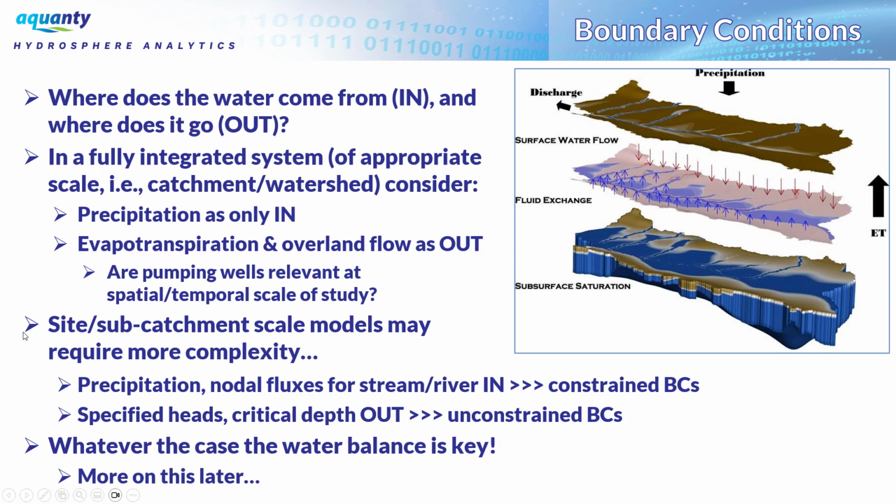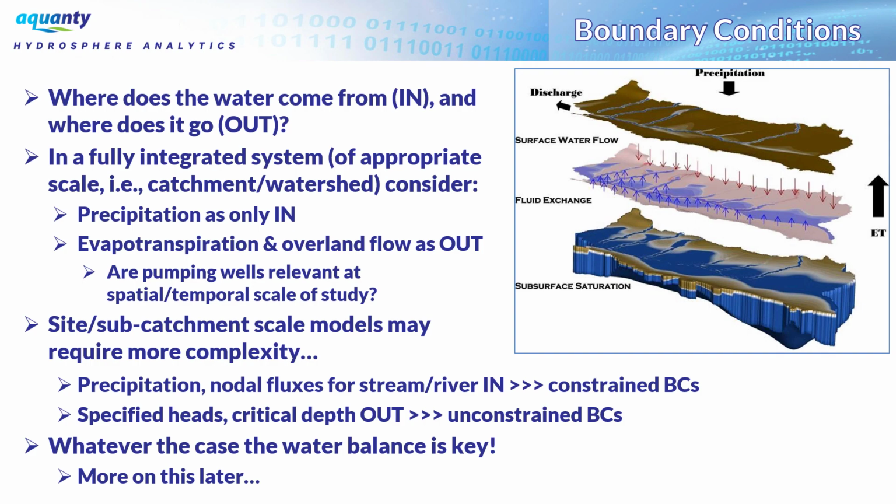Okay, we'll take a moment to talk about boundary conditions. These are basically mathematical operators that define how water comes into the model and how water leaves the model. If you work at the right scale in a fully integrated system, for example, at the watershed scale, the conceptualization of boundary conditions tends to become quite simple. Usually you can count on precipitation as being the only flow of water into the model, and then you would apply evapotranspiration and an overland flow critical depth boundary condition as the outlets.